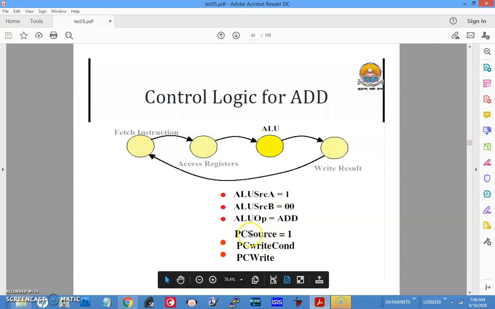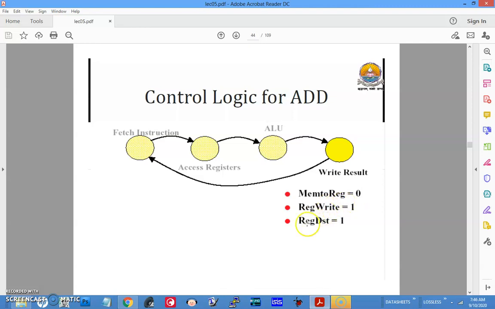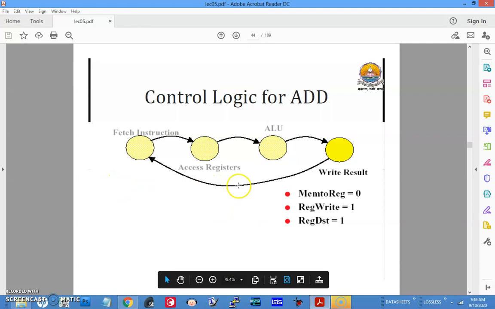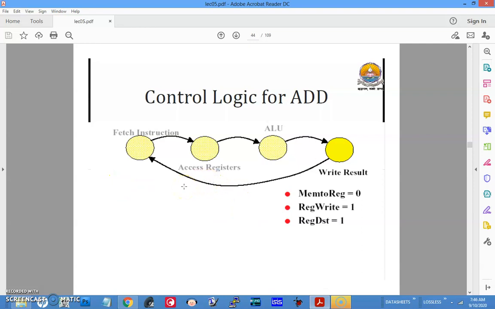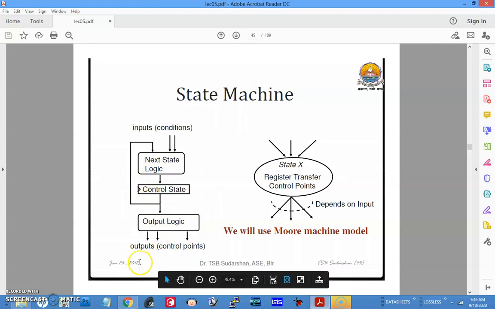So here you are setting PC source as 1, PC write conditional, and PC write. Okay, then you're going to write result, mem to reg is 0, reg write is 1, register destination is 1. So likewise, you can see the change in control signals for each of the clock cycles. Now this is actually implemented as a state machine where your input, next state logic will be there, and then you get the output. Again, this output will go to the input of the next state control logic, and it goes on.